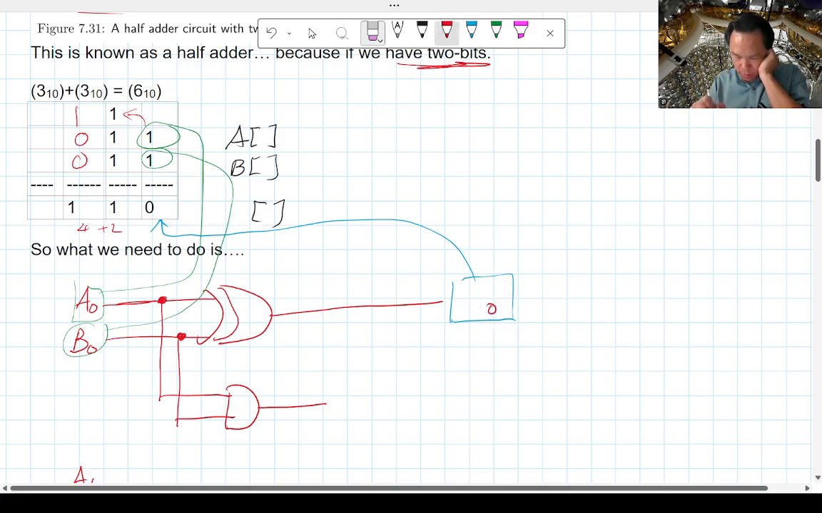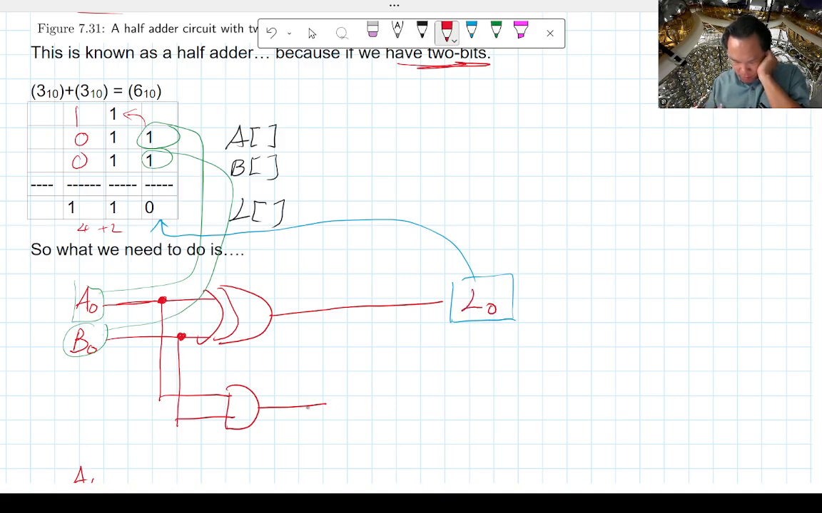So all the Q's become L's. Okay. And this is the carry bit for the 0th place. And that's going to have to go somewhere else, right? Because you're going to be adding these into other parts.